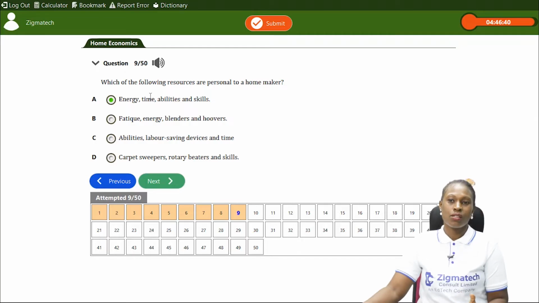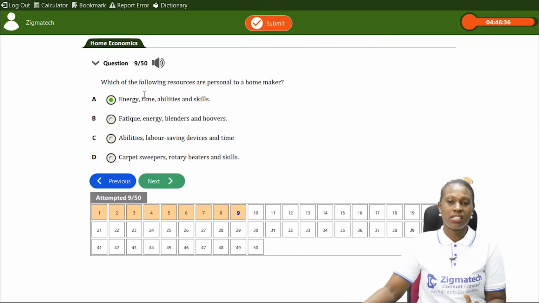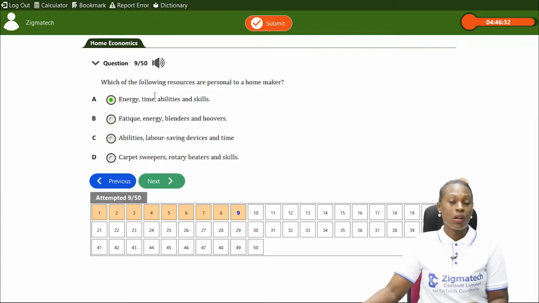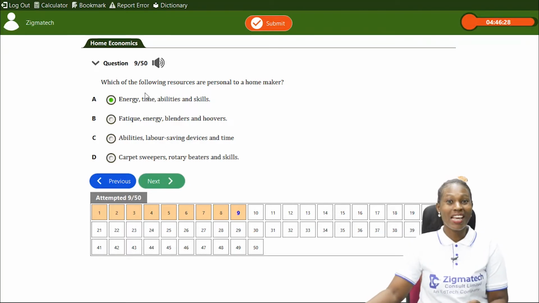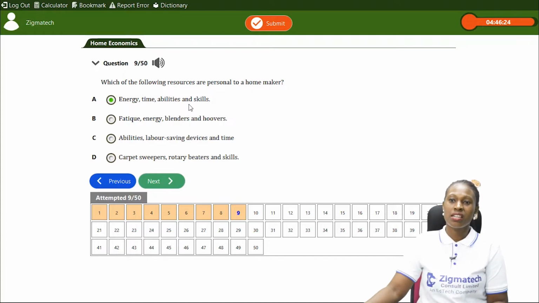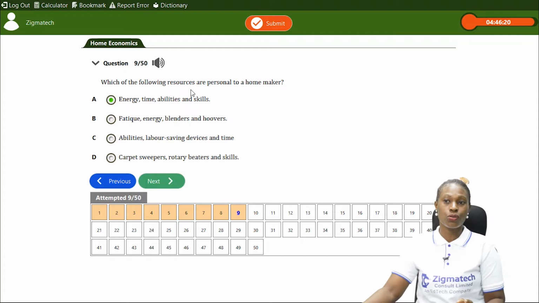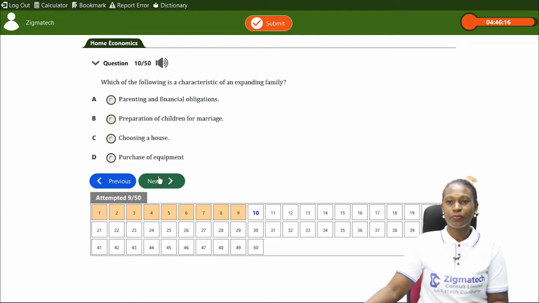Abilities as well. We do not really have the same abilities, and our skills. A lot of people are gifted, they are skilled to do a lot of things, while some persons are not skilled to be able to do many other things like other people. So energy, time, abilities, and skills are resources that are personal to a homemaker. Now let's look at the next one.